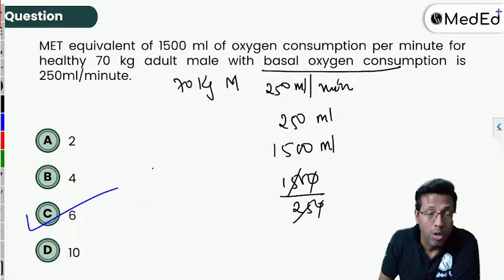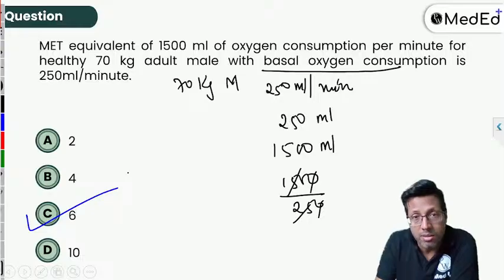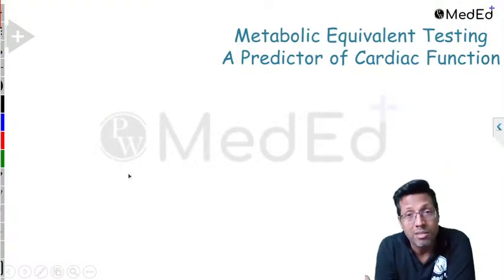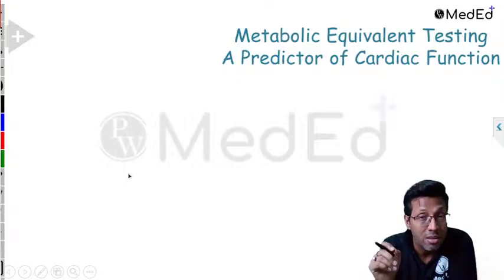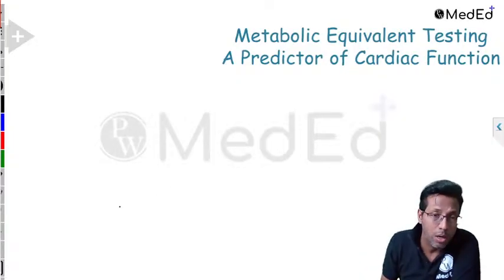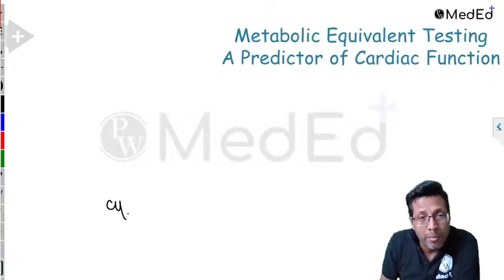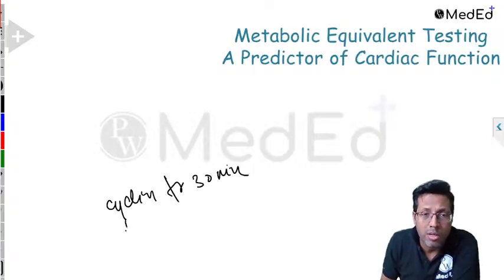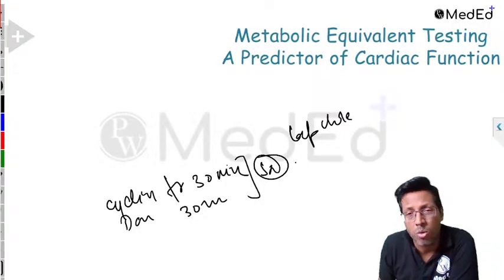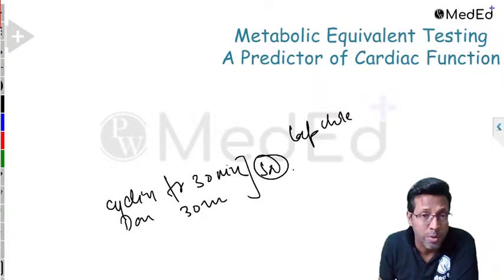What is this important for? Remember, in anesthesia, this is a very important predictor of the cardiac function. It tells you the cardiac function or the cardiac reserve of a patient. For example, if I get a patient tomorrow in the OT and the patient says, sir, I am doing cycling for 30 minutes continuously. I was dancing for 30 minutes and tomorrow is my surgery. Let it be a laparoscopic cholecystectomy. Will you be scared in that case? I'll say, no, I'm fine. Your cardiac reserve is good, respiratory reserve is good.